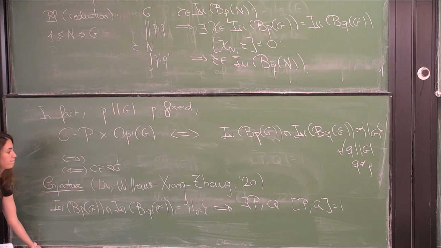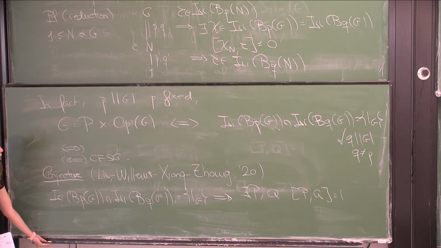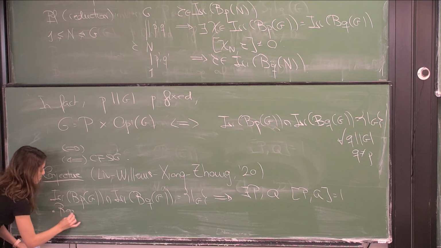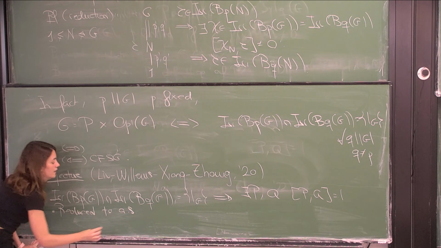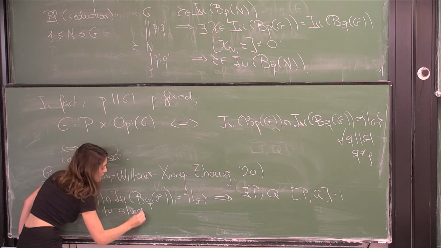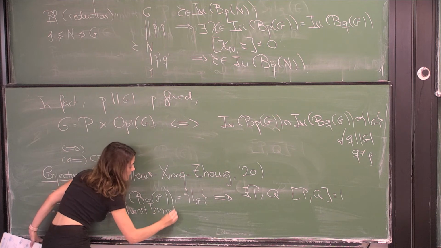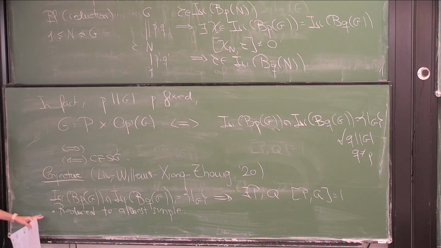Okay. So some remarks on this conjecture. The first remark is that it's a conjecture, so it's not proven, but they reduce it to proving it for almost simple groups. And they actually prove it when one of the primes involved is two.